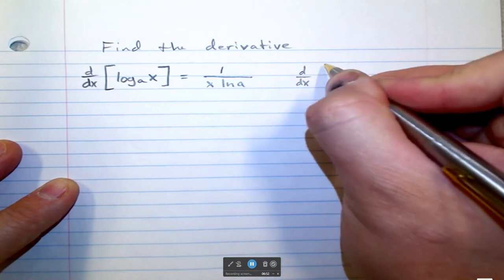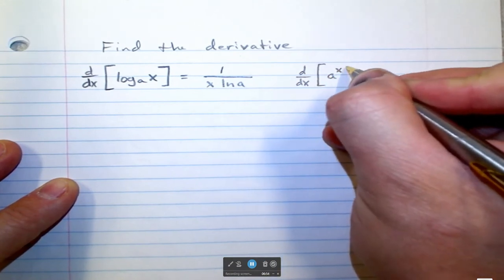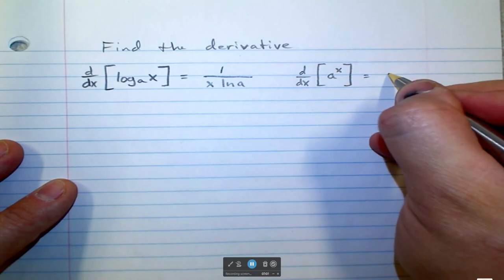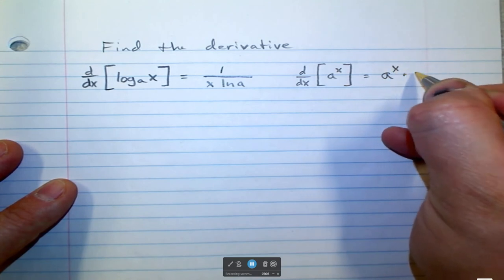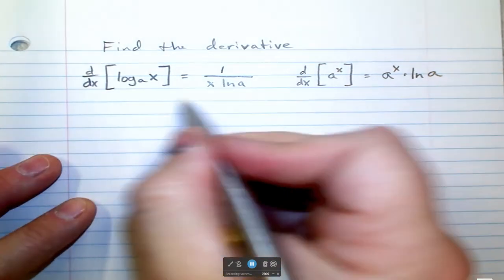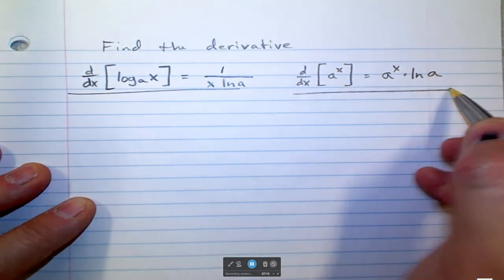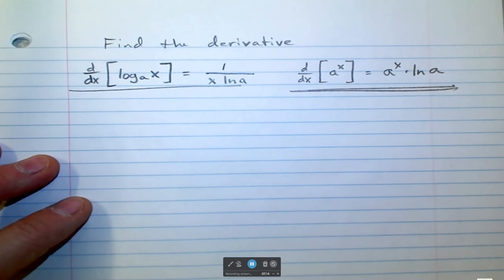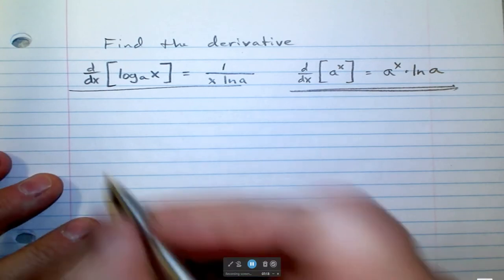And the derivative of a to the x, right? The derivative of a to the x is a to the x ln A, okay? So we make sure we've got these two rules handy. These two rules really, really handy for this particular assignment. So with those two rules handy, let's try a couple, okay?